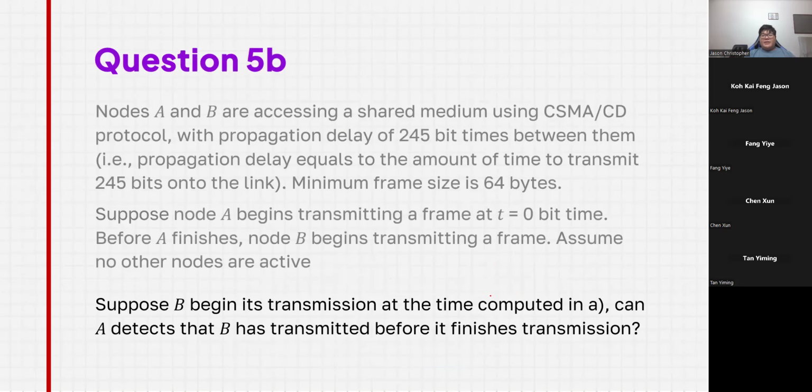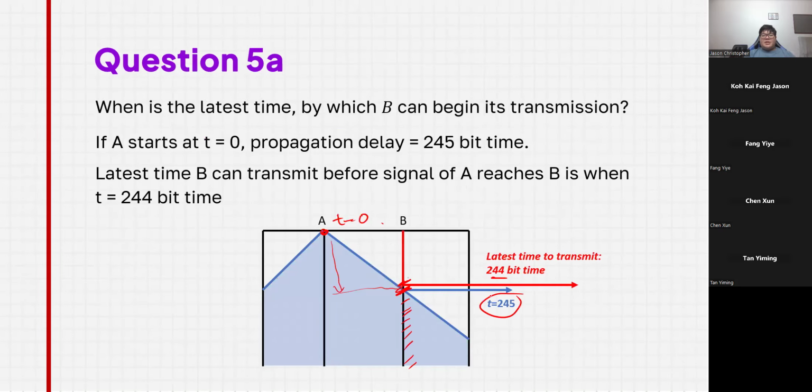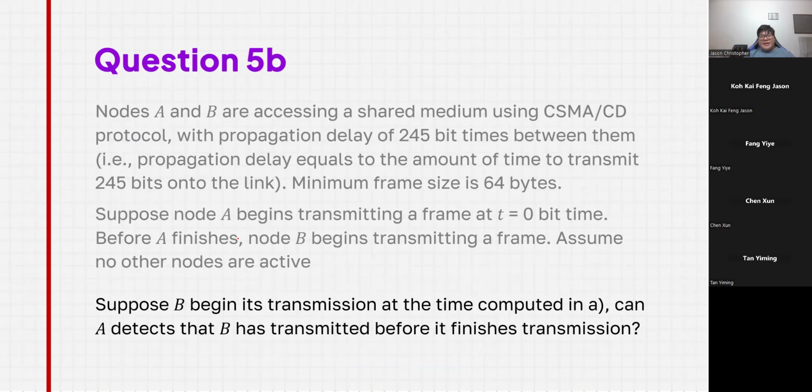Okay, so that is the latest time that B can transmit. For the next question, suppose that B begins transmission at this time. If B begins at 244, our concern is whether A can detect that B has transmitted before it finishes transmission. This question can also be rephrased: when B's first bit comes to A, is A still transmitting or not? The condition for detection is that you have to receive data while you are transmitting.